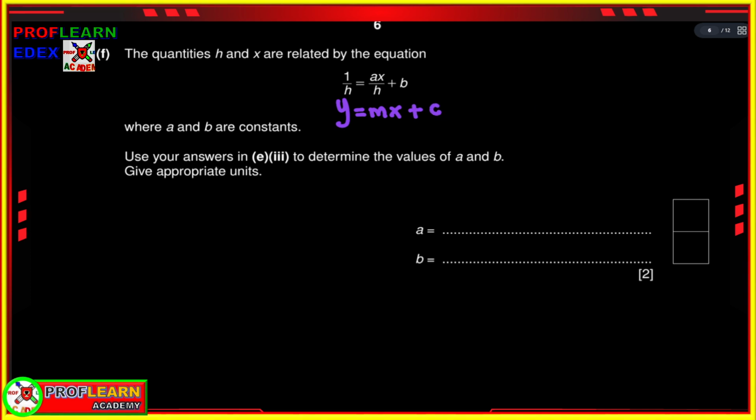Now since on the y-axis we were having 1 over h, that is corresponding to y, and we were having x over h, which is corresponding to x, then this a that we have here is going to be the gradient of that straight line, and this b that we have here is going to be the intercept. So meaning our a is 0.299 and our b is 0.13 per centimeter.